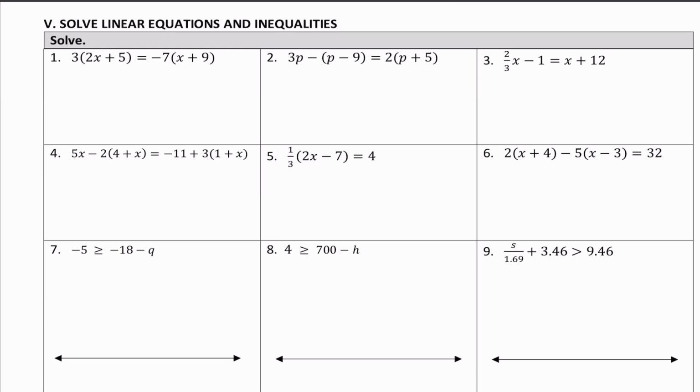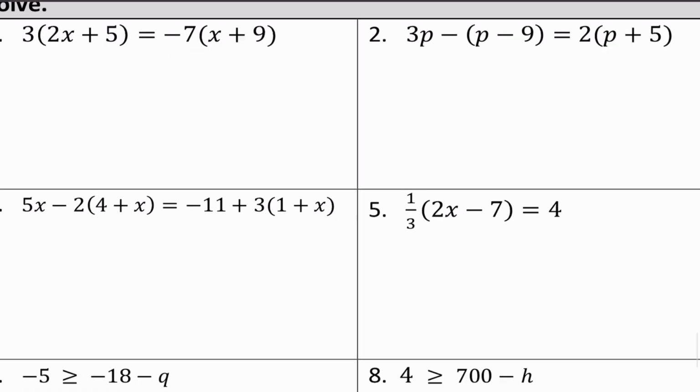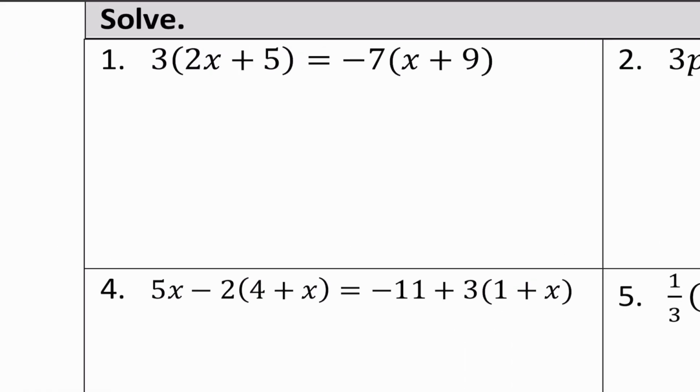All right, so part 5, we'll be solving linear equations and inequalities. So we've done this before. Number 1, okay, so I see a number in front of the parentheses. We'll go ahead and distribute that. So 6x plus 15 equals negative 7x. And then negative 7 times 9 should be negative 63.